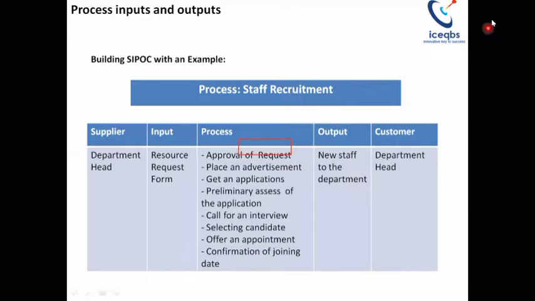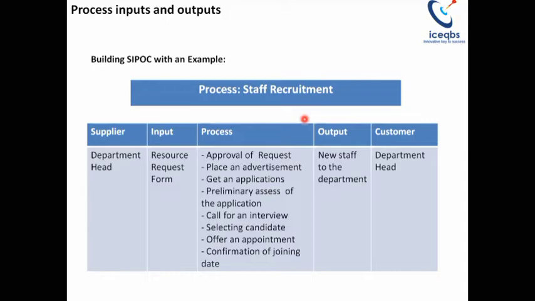So for example, assume that you are going to do a SIPOC diagram for a recruitment process. Assume that the problem there was that the SLA agreed with the individual department was that the turnaround time for recruiting a new staff is only 45 days, right? But over the last 6 months, you are finding that the average turnaround time for recruiting a new person is coming to be 60 days, right? So that means almost 33% more than the target.